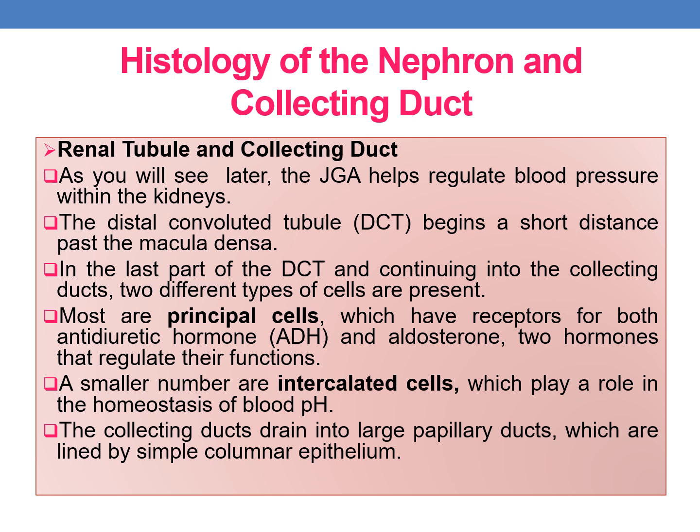In the last part of the distal convoluted tubule and continuing into the collecting ducts, two different types of cells are present. Most are principal cells, which have receptors for both antidiuretic hormone and aldosterone, the two hormones that regulate their functions. And a small number are intercalated cells, which play a role in the homeostasis of blood pH. The collecting ducts drain into large papillary ducts, which are lined by simple columnar epithelium.